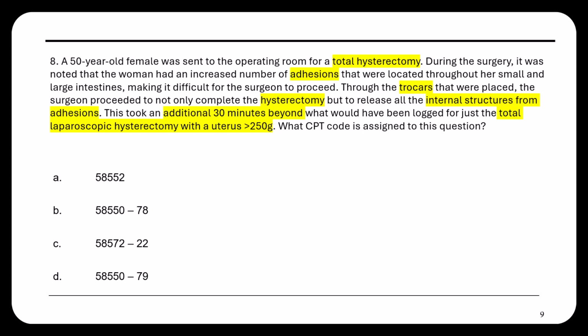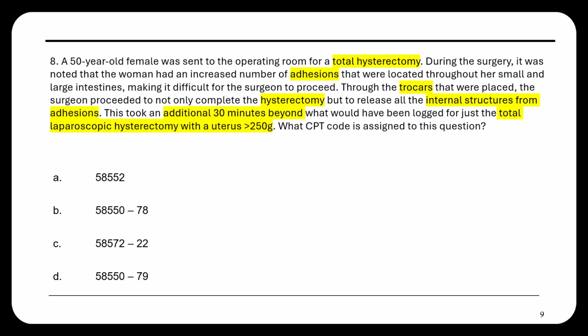I threw trocar in there just to push the laparoscopic idea, because when you're using trocars, that's when they're making the holes to use the laparoscopic tools. They did a hysterectomy, but they also had to release adhesions, which took an additional 30 minutes beyond what would have been just a total hysterectomy.